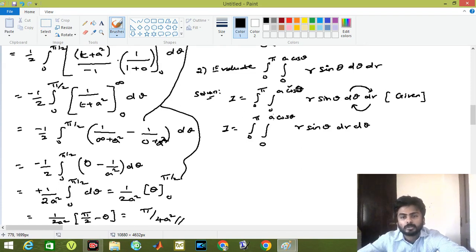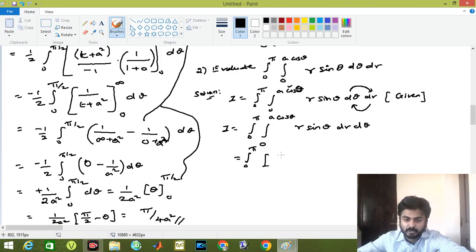So dear students, this is very important: when you are having functions of theta, you have to be very careful. This is how you have to interchange the order of integration. Now you have to integrate the terms with respect to r first. Integrating with respect to r means what will act as constant?